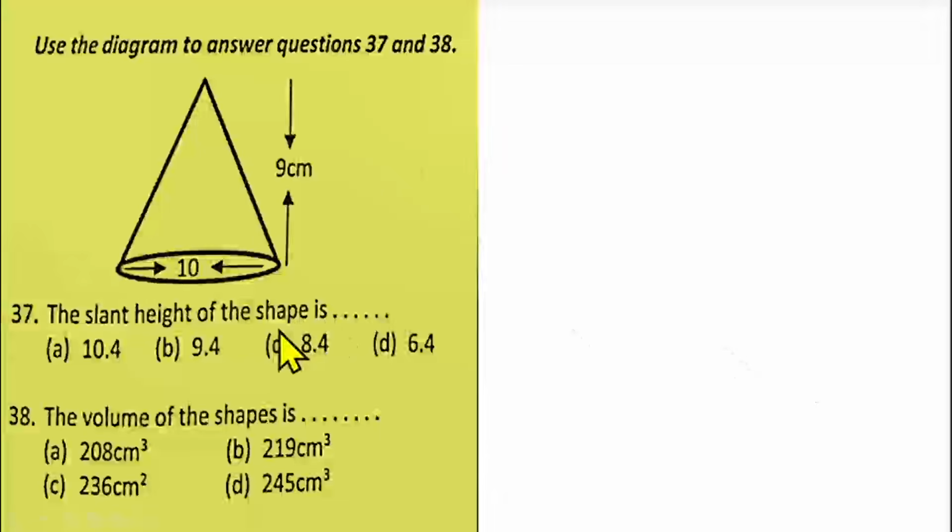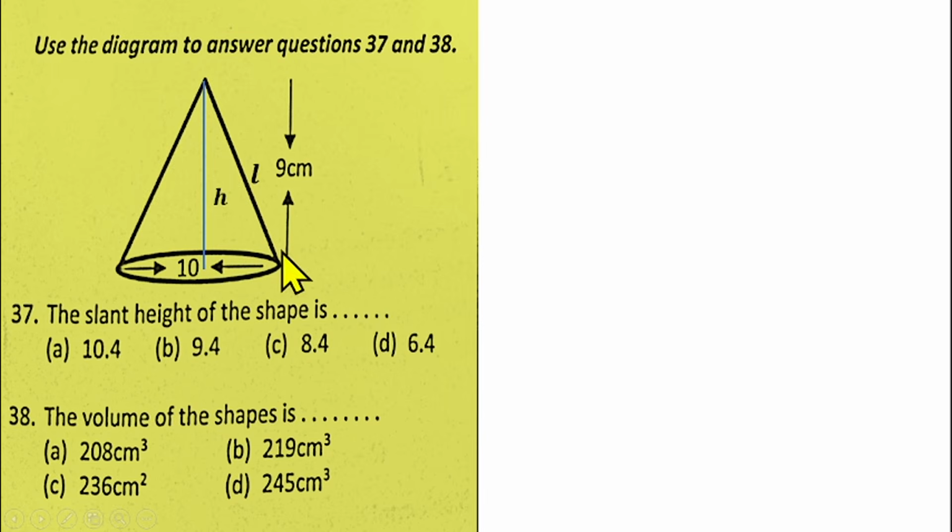Questions number 37 and 38 are to be solved using this diagram, which is a cone. In the cone, we are given the vertical height to be 9 centimeters. We are given the diameter to be 10 centimeters. We have to find the slant height of the cone. Like I said, you are given the vertical height, which is 9 centimeters. We have to find the slant height, which is this side. That means the radius is going to be 5 centimeters, which is half of 10.